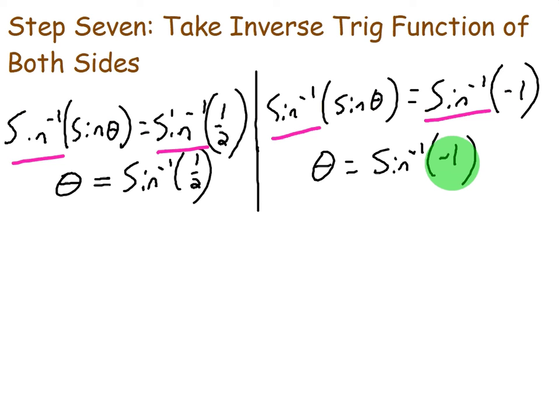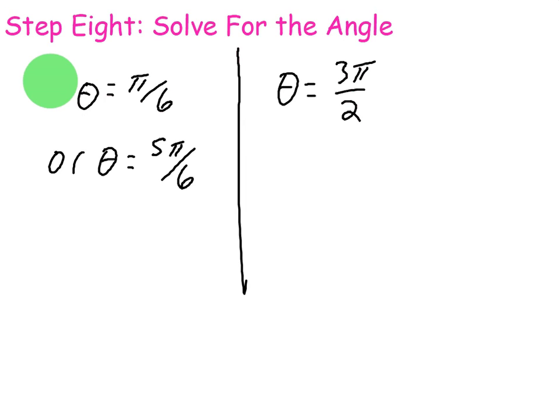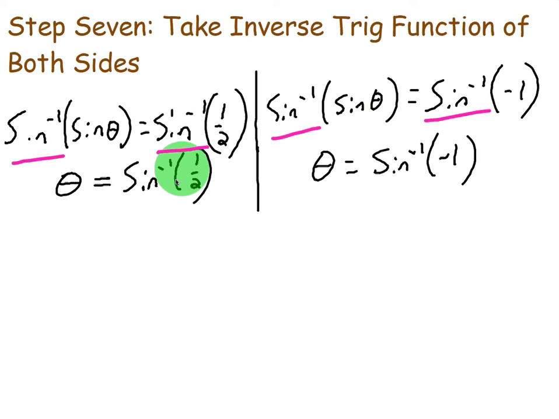And again, if you reach back and look at the original question, we want to look at this domain. Theta must be between 0 and 2 pi. So I'm only going to be concerned with that. That leads us to the next step, 8. I know that at pi over 6, sine is equal to 1/2.